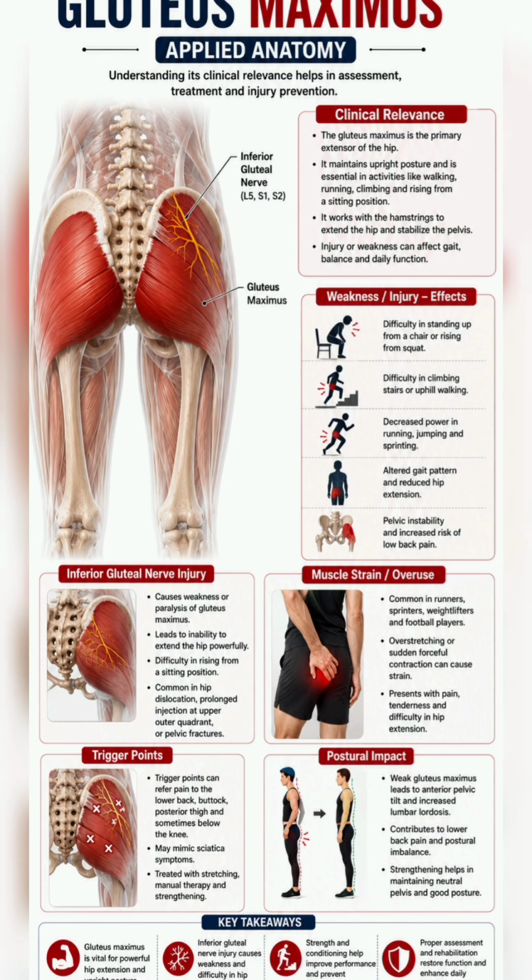Then is postural impact. A weak gluteus maximus muscle can lead to anterior pelvic tilt. Okay, increased lumbar lordosis. So this is a main muscle for the hip region.